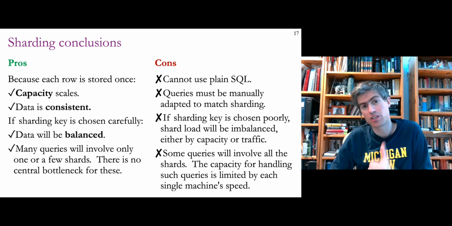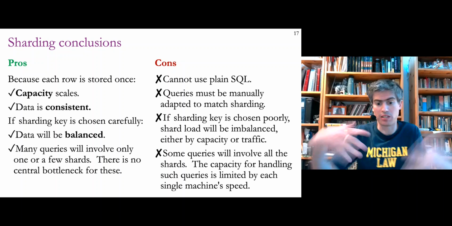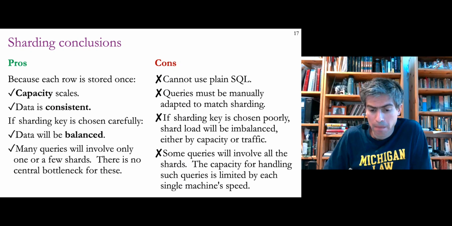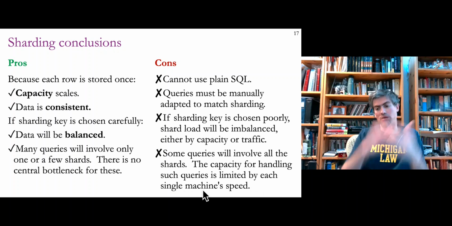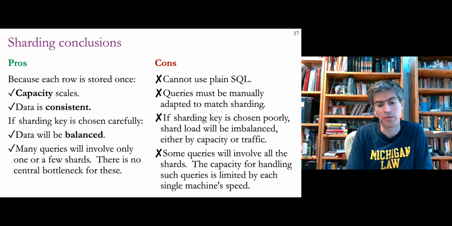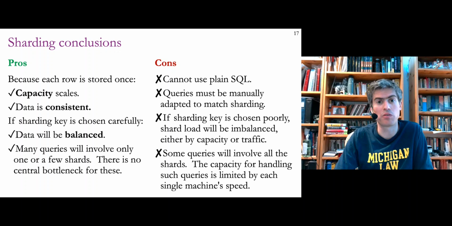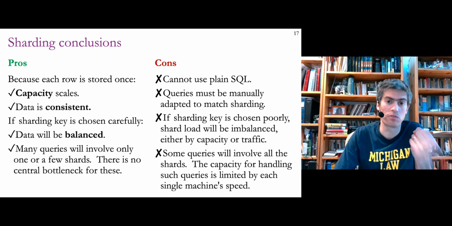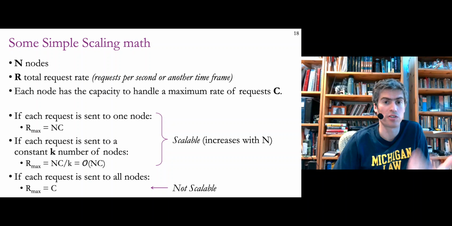But in general, we can't avoid that for every type of query because of all the different possible ways of mixing and matching the data together. By doing that, we're limiting the capacity for handling queries to a single machine's speed, right? If a single machine can only handle 100 requests per second, then no matter how many machines we add, if every machine is involved in one of these requests, we can only handle 100 of those requests per second, right? That's fundamentally the problem with involving all of the shards in a request.